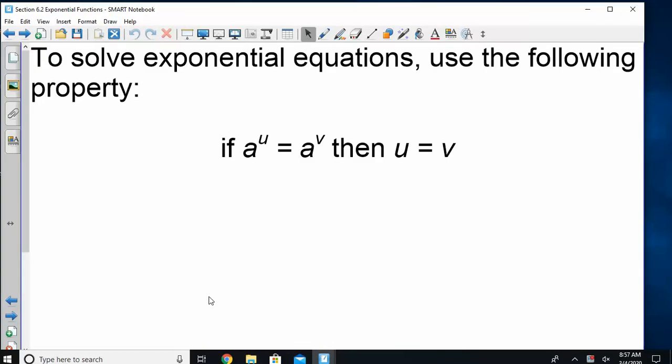And we are going to use the following property to help us do that. If you have the same base on each side. So I wrote up here a to the u equals a to the b, then u equals b. If it makes more sense in terms of numbers, if I said like 2 to the x equals 2 to the third, if they have the same base on each side, then you can drop that base and just say your exponents are equal.